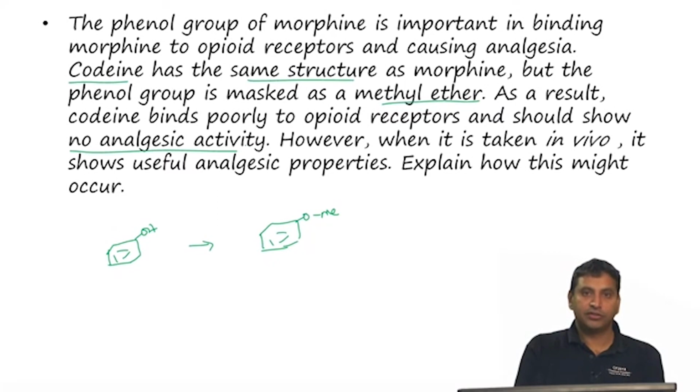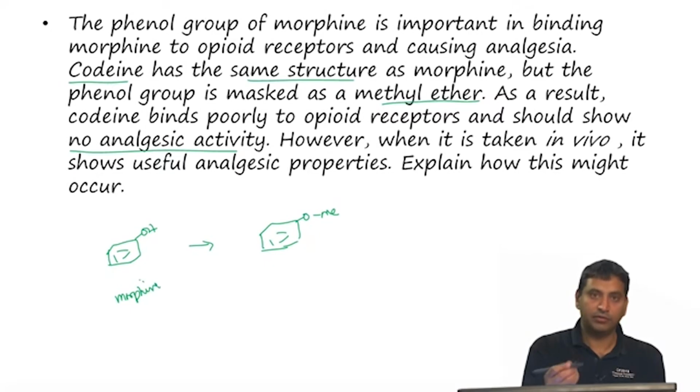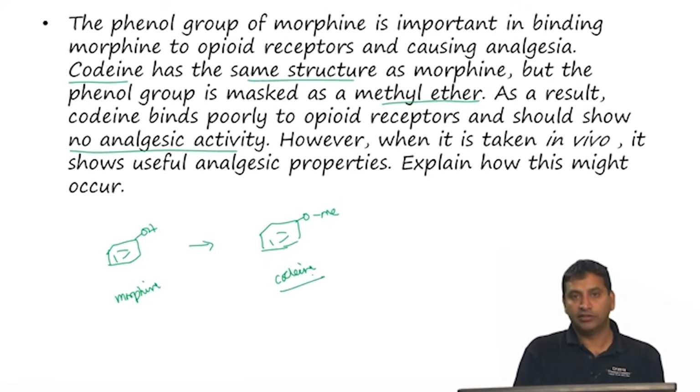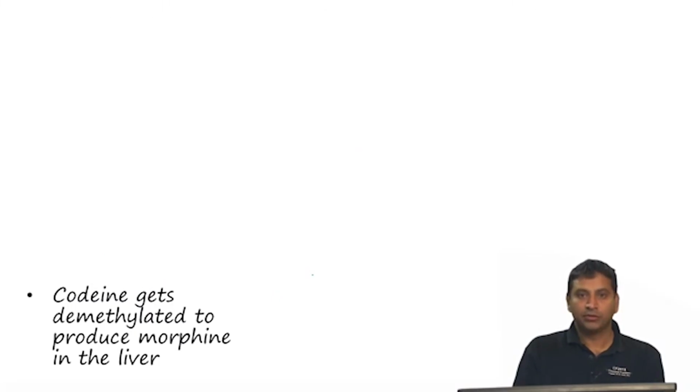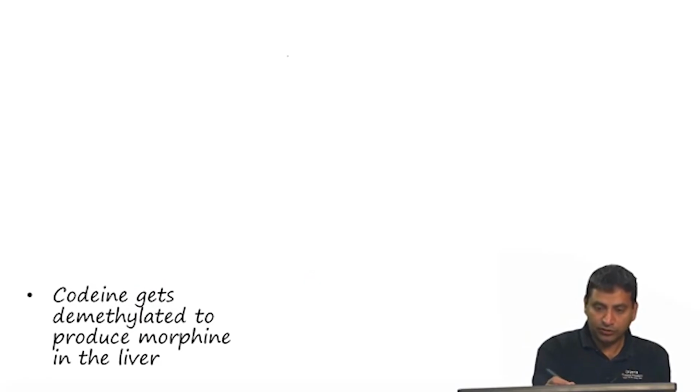In order to address this question, what we are looking at here is morphine, the phenol of morphine, and this is codeine. If you want to understand this point, we will have to look at how this molecule is actually going to be metabolized. So, let us draw the structure of codeine. This is the structure of codeine, OMe.